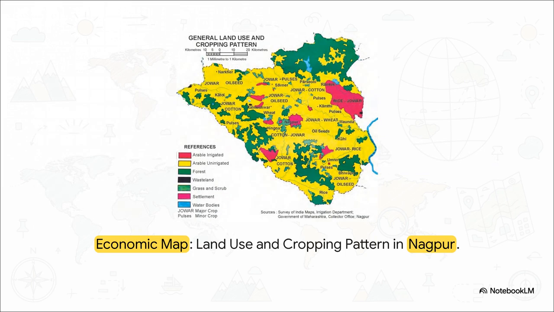Now here is where it gets really cool. If we take that exact same geographic footprint of Nagpur, but flip the theme to an economic map, we get an entirely different story. Suddenly, the people vanish, and instead, the map is highlighting arable land, dense forests, and exactly where crops like cotton and rice are growing. The physical shape of the district hasn't changed one bit, but the reality we're looking at has completely shifted.